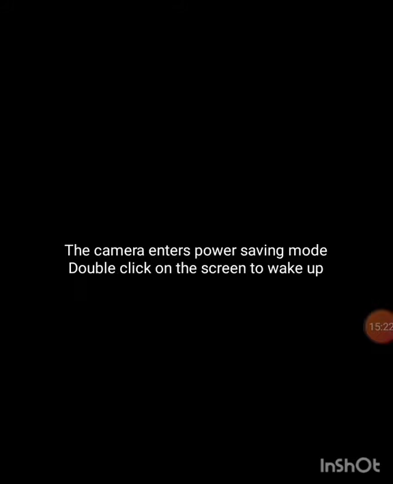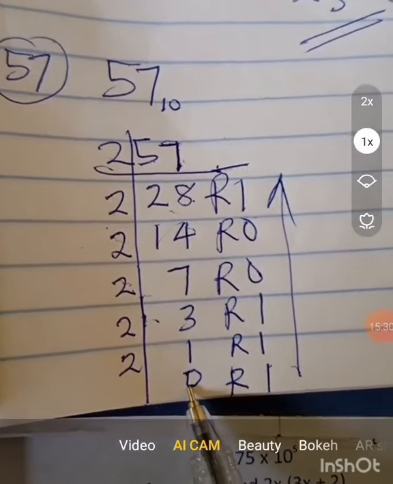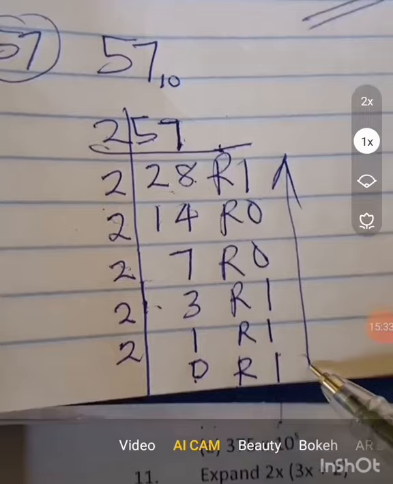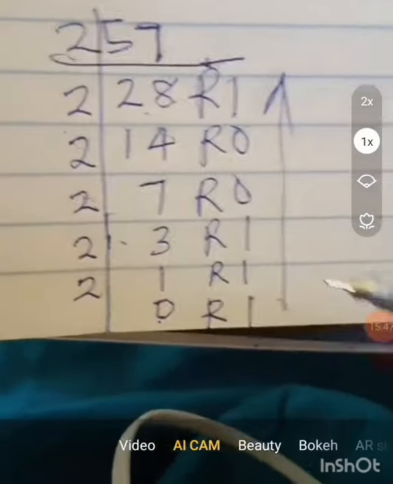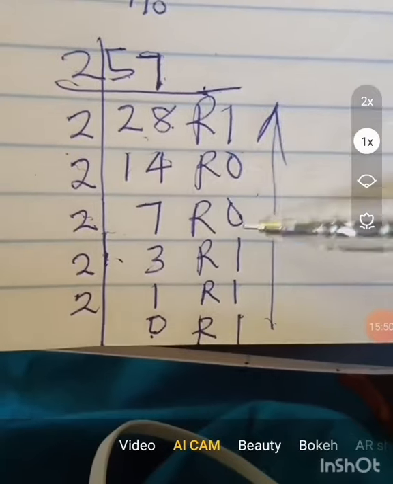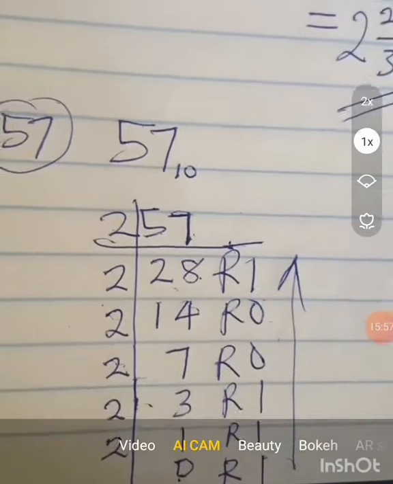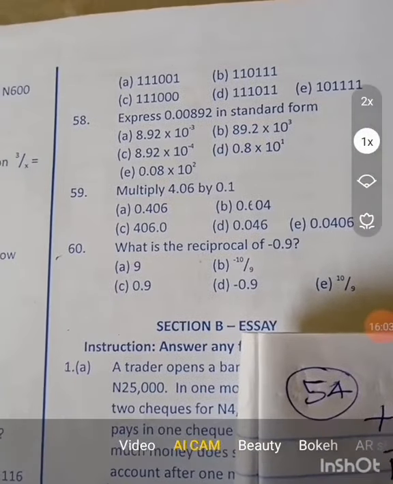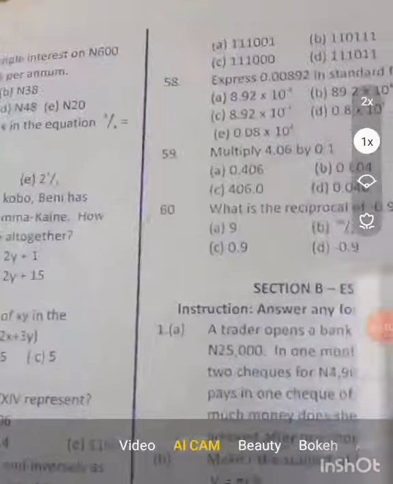Have you seen that now? So the moment you get to 0 here, you know that you have come to the end of it. Then you pick from here. I put an arrow here which shows that you're picking from the bottom to the top. So 57 base 10 is equal to 1 1 1 0 0 1 base 2. That is our answer. So the correct answer is A. So number 58.